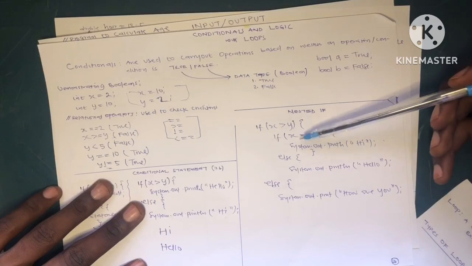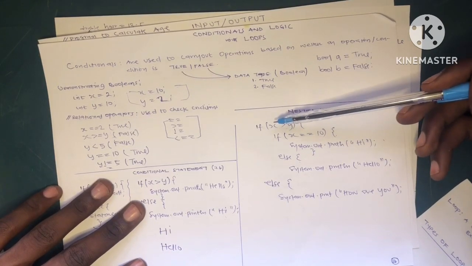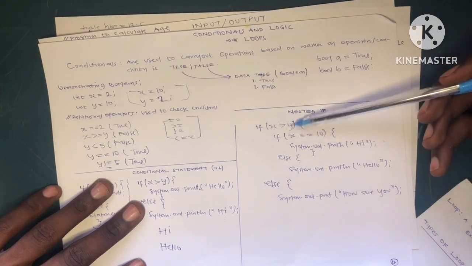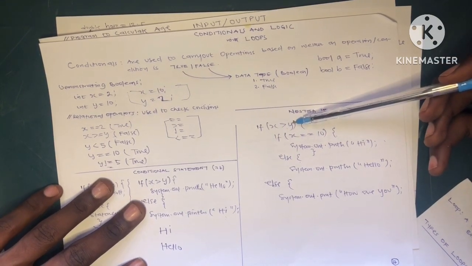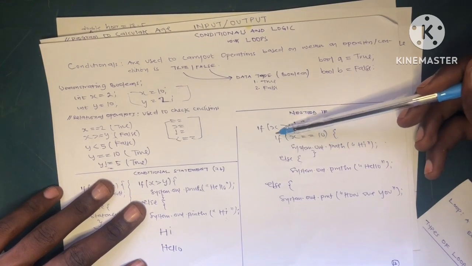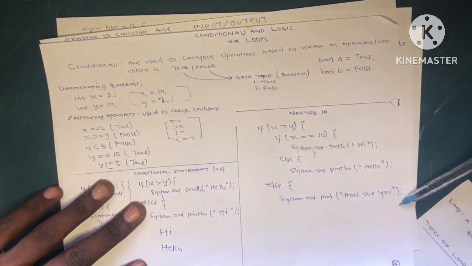Let's assume that x is 2 and y is 10. So is 2 greater than y? No, 2 is not greater than y. So let's assume x was 2. It will skip this one, it will skip this one, and it will come back and write how are you.